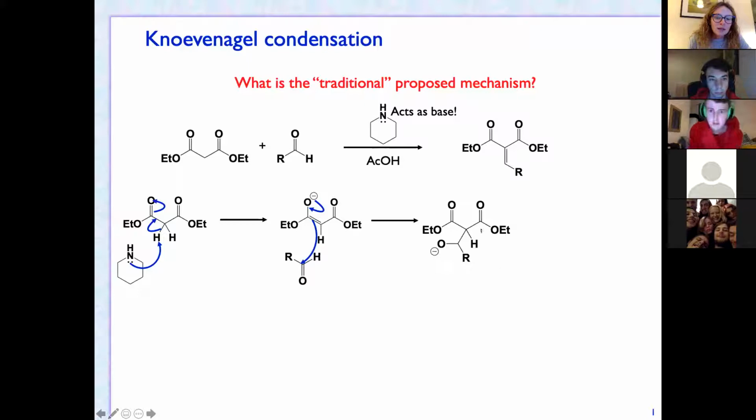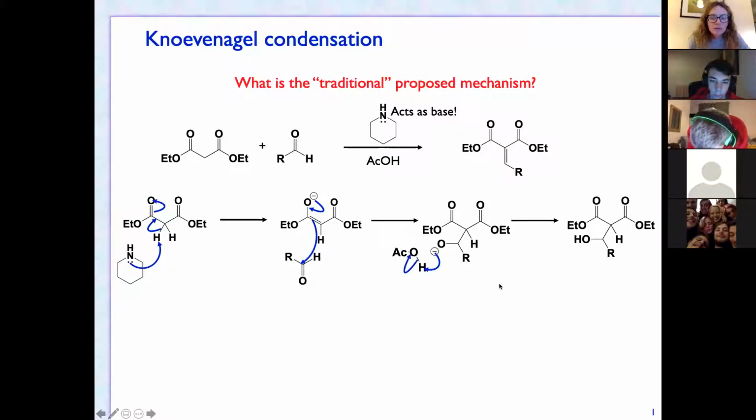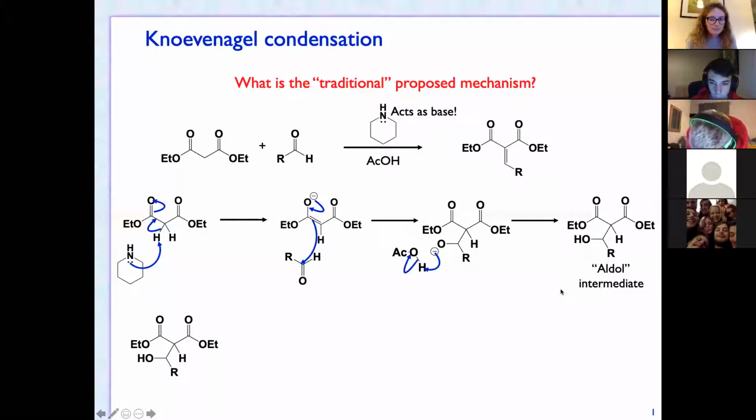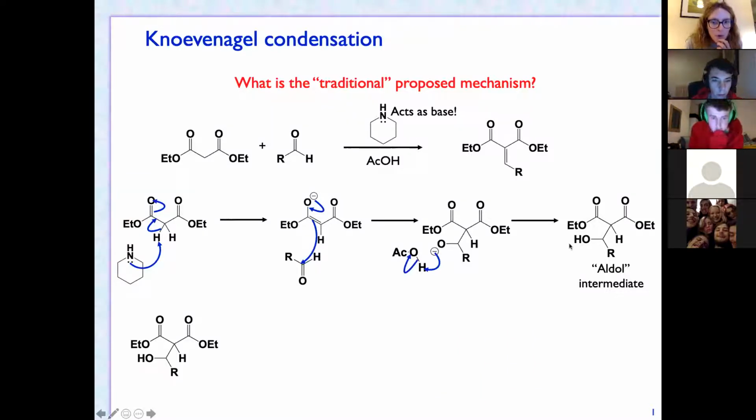And at this stage we usually use acetic acid in the reaction, so this negatively charged oxygen tends to get protonated, okay. And we have the formation of this sort of aldol intermediate, okay. Then what happens here? It should be quite easy to spot. Proton transfer, loss of water, dehydration.